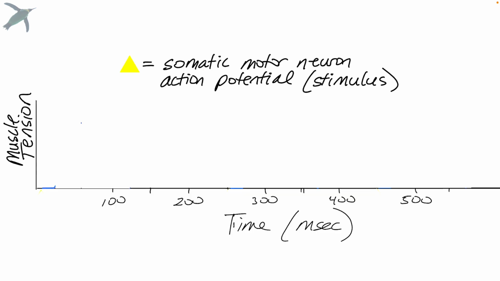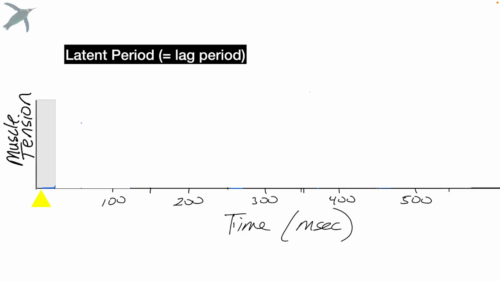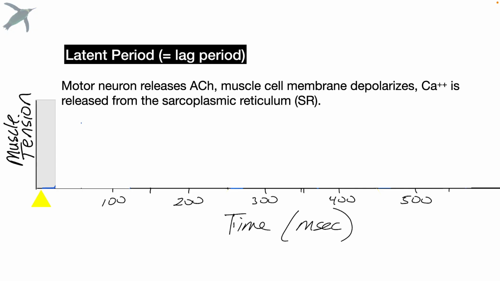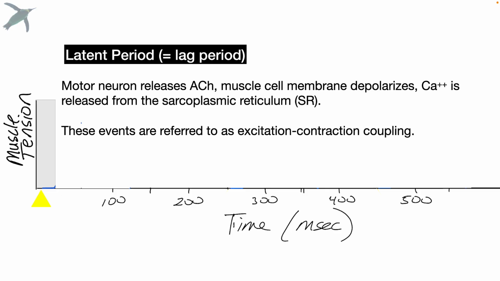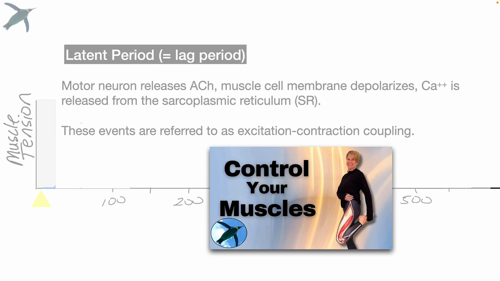So when you hit this skeletal muscle cell with an action potential, immediately what happens is nothing, okay? It's a latent or a lag period. During that time, actually, a lot of things are happening, right? Acetylcholine is being released, the muscle cell membrane depolarizes, calcium is released from the SR. It's a whole cascade, okay? It's called excitation-contraction coupling. You may need to study this at some point, maybe soon. And yes, I do have a video about those events.